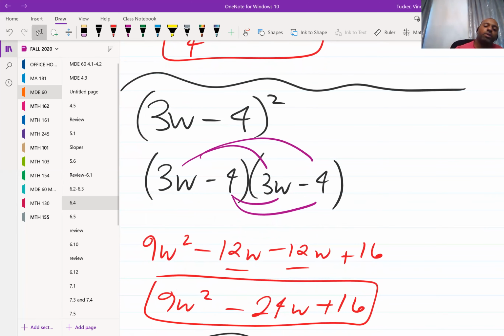Combine your like terms in the middle. Negative 12, negative 12 is negative 24. Any questions?